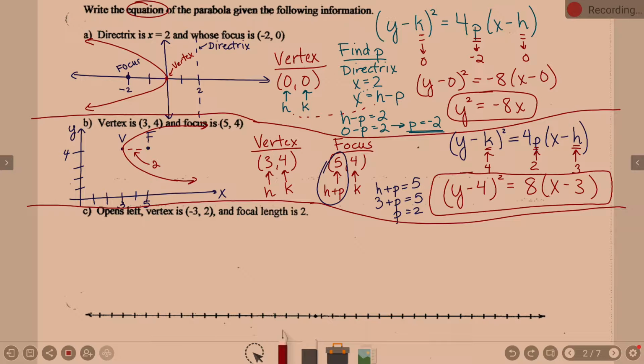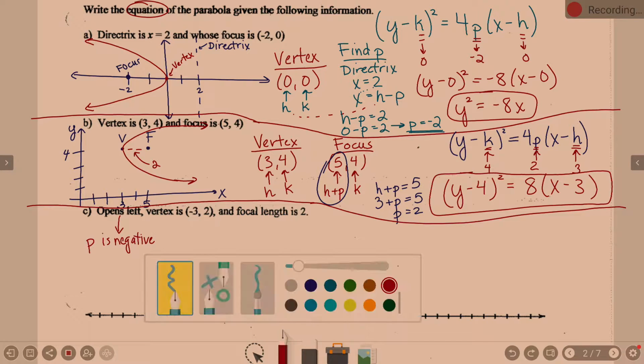Jacob? This one opens left. You think it opens left. Now, here's what I want to know. What does opening left tell me? P. P is what? Negative. Okay, because it opens left, I automatically know that P is negative, yes? You've got to watch out for that. Okay, it opens left, P is negative.